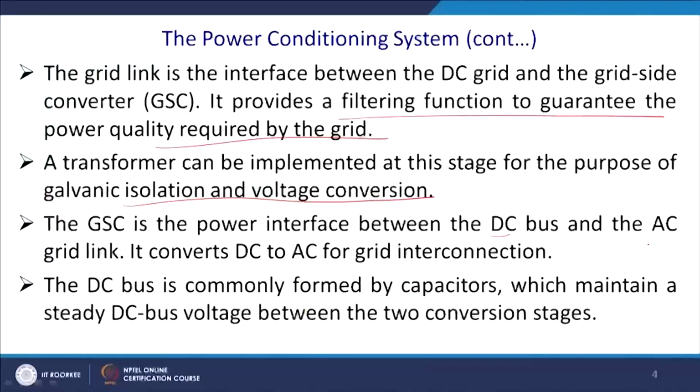The GCS is the power interface between the DC bus and the AC grid link. It converts DC to AC for the grid interconnections. That is the whole purpose of it. The DC bus is commonly formed by capacitors, which maintain a steady DC bus voltage between the two conversion stages.